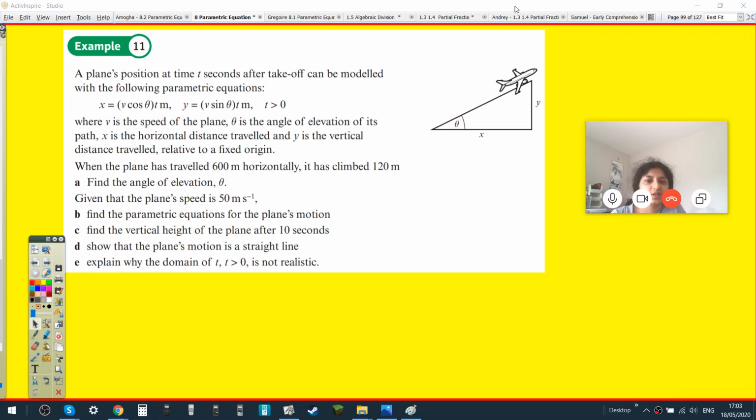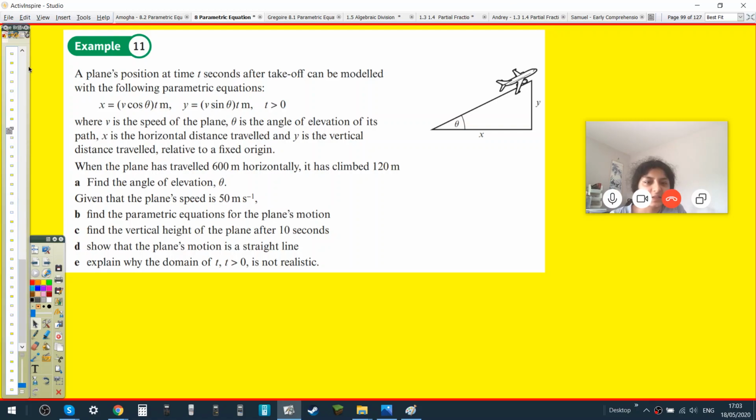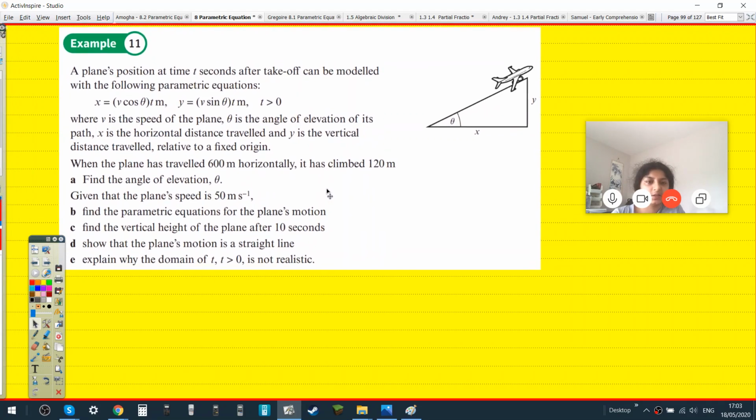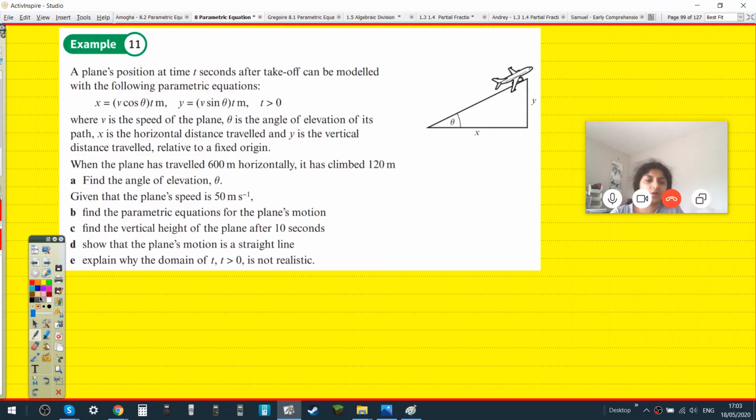The first one is just x is 600, and y is 120. So if you do y over x, then you'll have tan theta. So if you do inverse tan y over x, then you should get theta. Y over x.